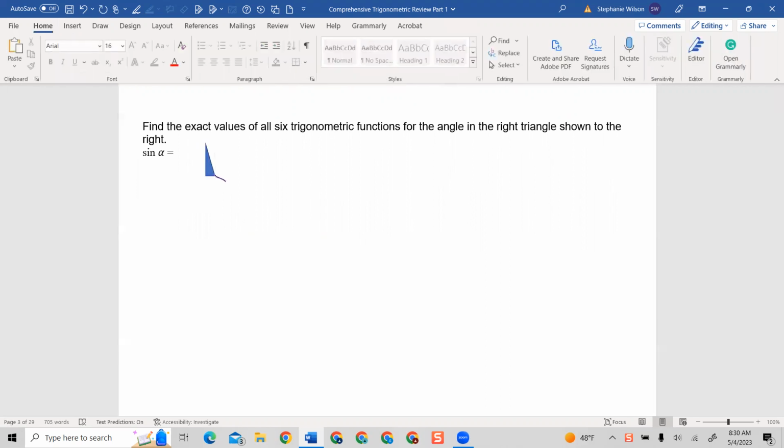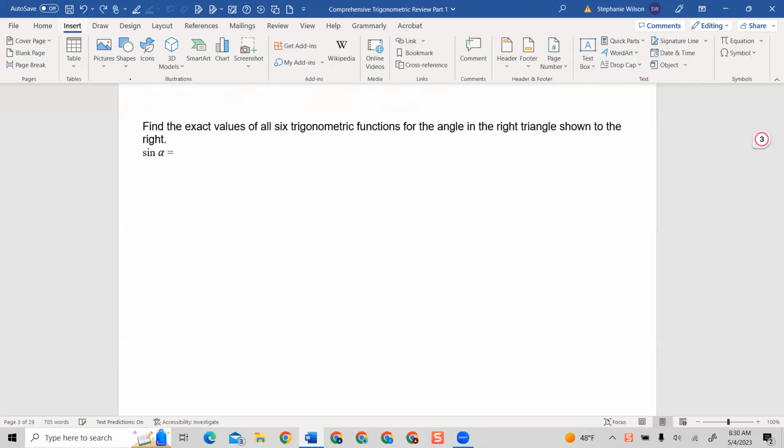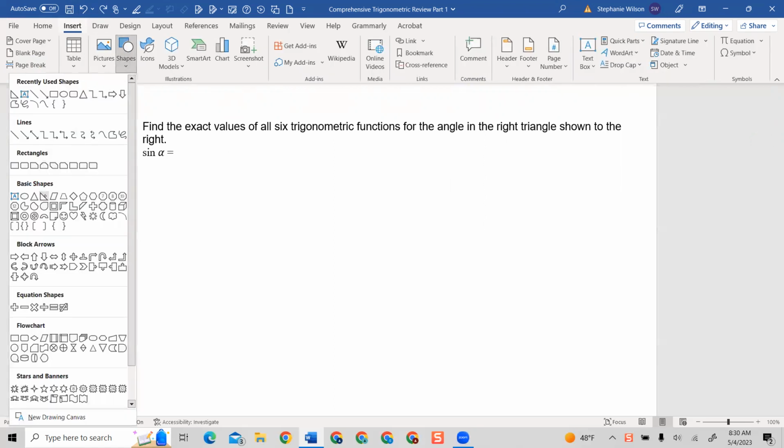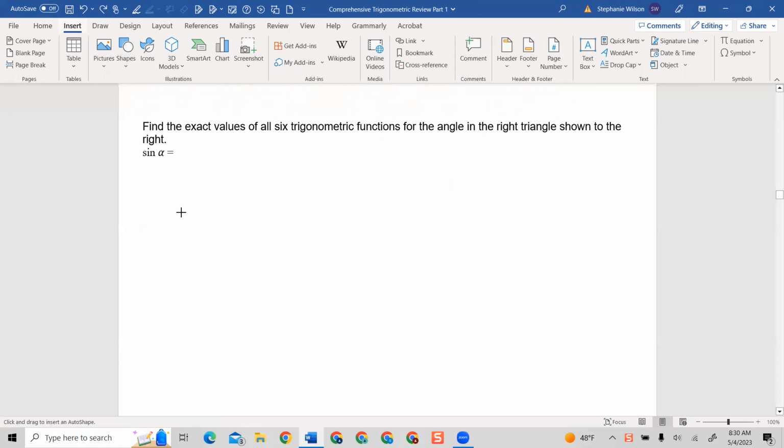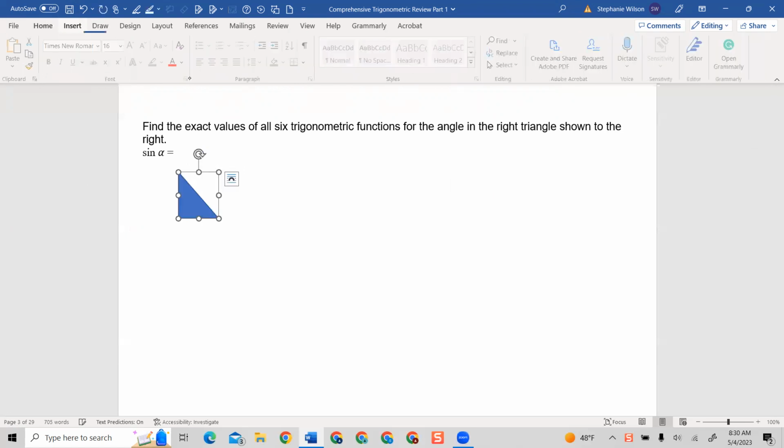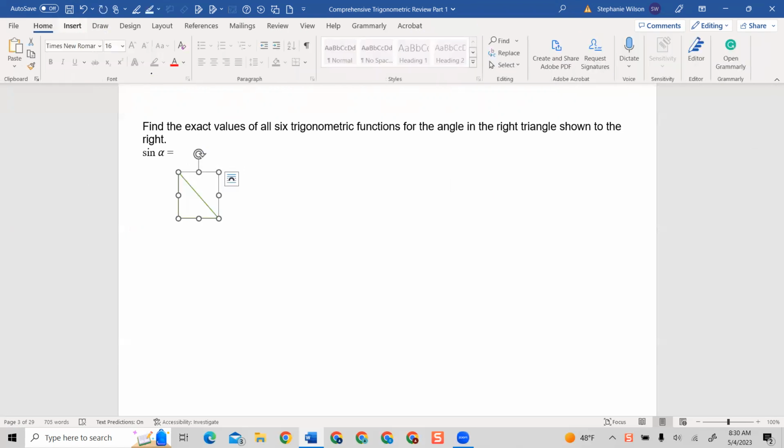Oops. Let's undo that. It's not a good shape. All right, good deal. Now we got it.